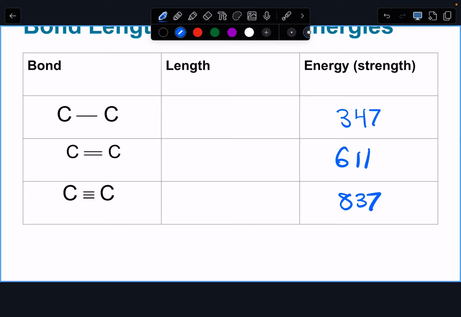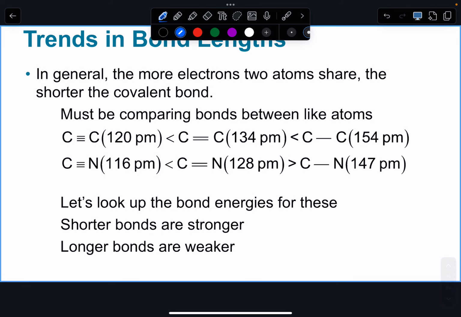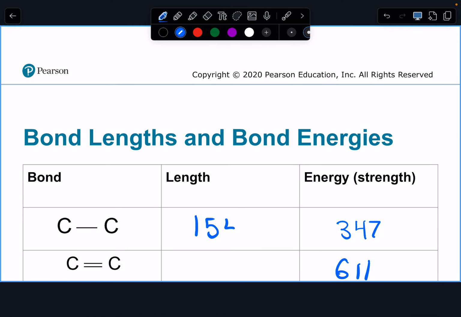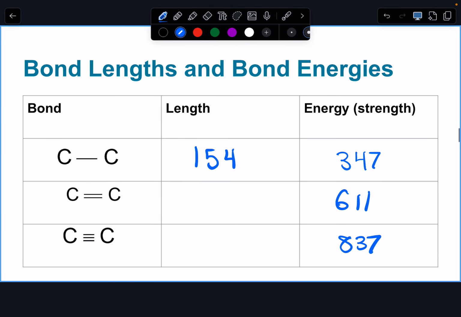So what we would expect: stronger bond, triple bond. Now we want to look at their lengths, so just one slide up. These are the bond lengths, meaning how close the atoms are together. Carbon-carbon single bond, 154. Carbon-carbon double bond, 134. And triple, 120. I even have the picture showing them closer and closer together.